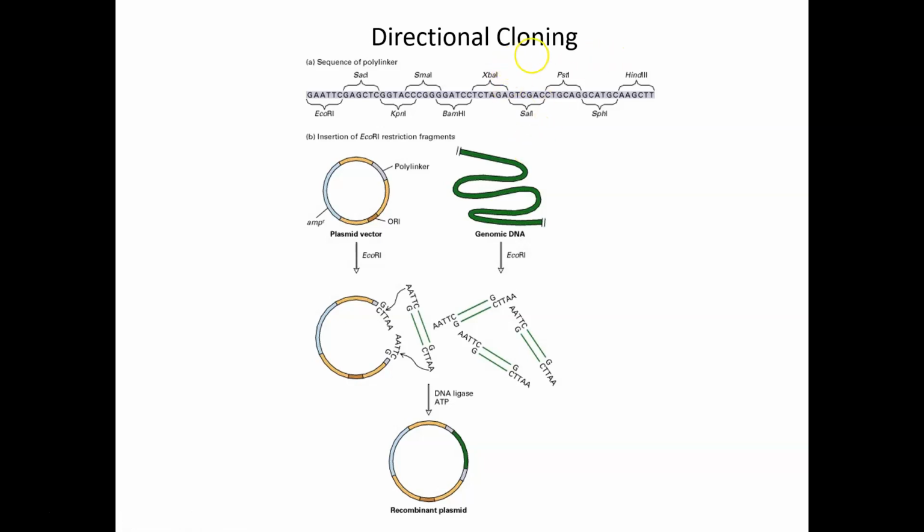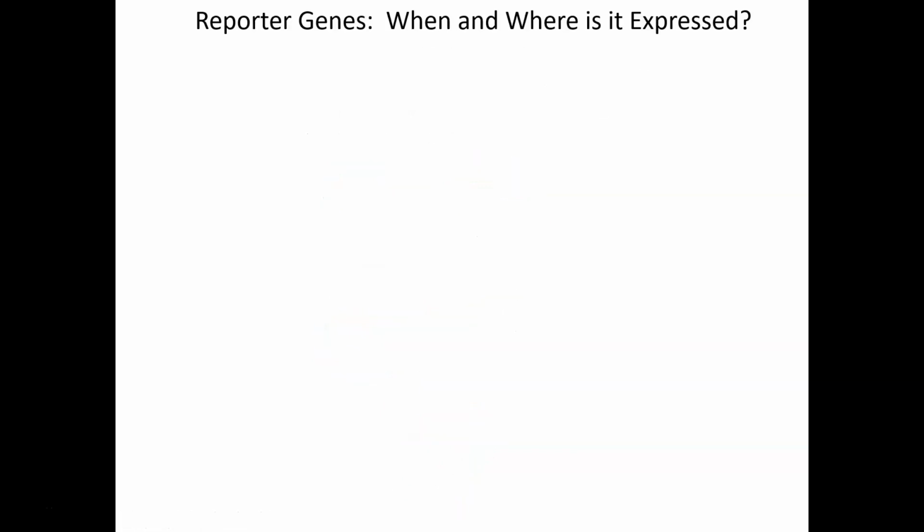So in this case, we're just cutting with one enzyme, EcoRI, and we're going to liberate our genomic DNA using an EcoRI digestion. We'll cut the plasmid at EcoRI. That's going to cut the EcoRI site that's in the polylinker, and that allows us to clone one of these fragments into our plasmid. We'll seal it all up with DNA ligase, and we've got a recombinant plasmid. So that's how we make recombinant DNA.